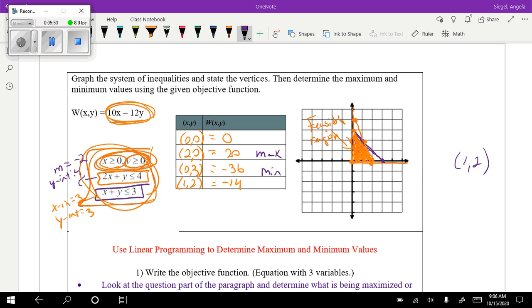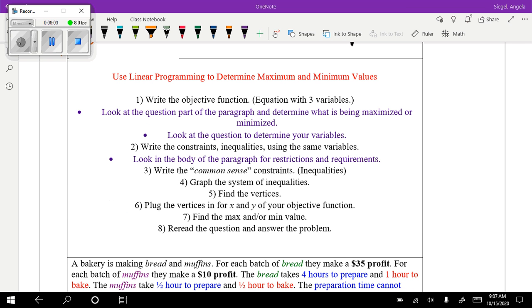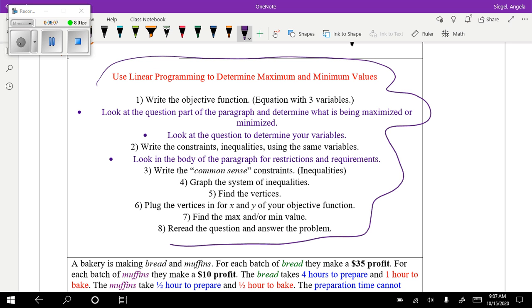So I have a maximum of 20 that occurs at (2, 0), and I have a minimum of negative 36 that occurs at (0, 3). Okay, so we've gone through little baby steps of doing this, and so these are all the steps put together.